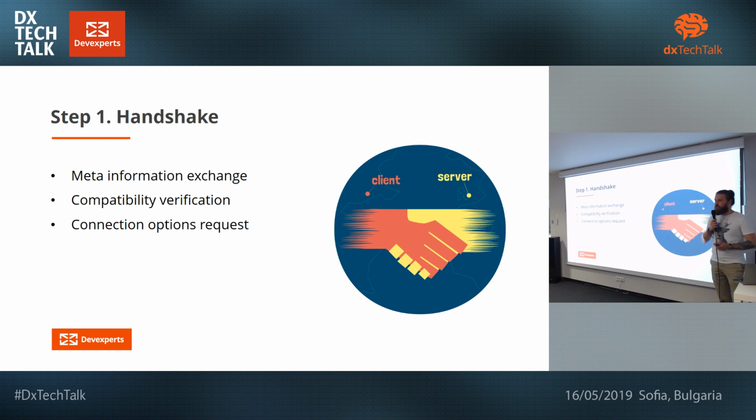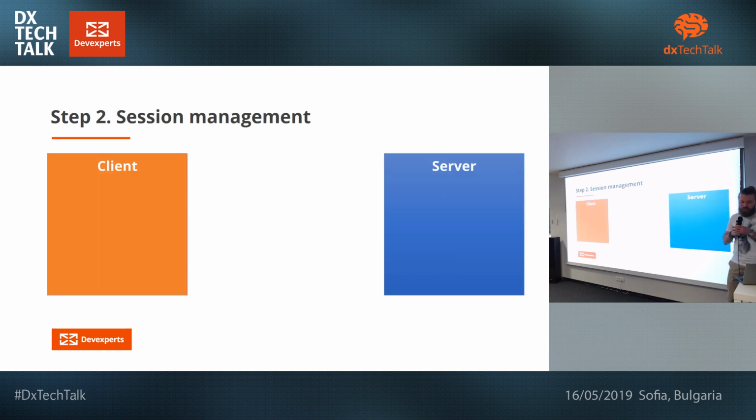First one is handshake. This is basically the point at which both sides try to know a little bit about each other. They exchange meta information: who is connecting, are we compatible, what connection options do you want, etc. And if both sides are happy with that, we go straight to the next one, session management.